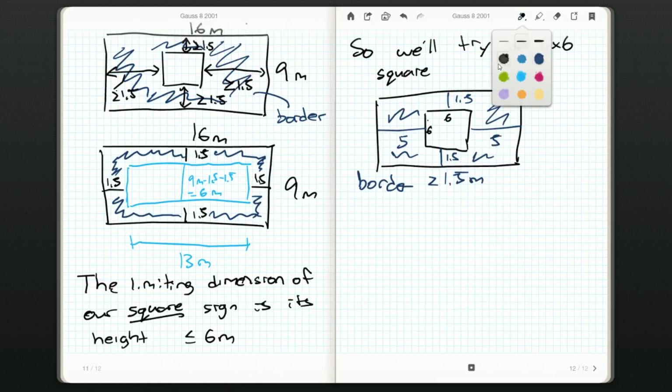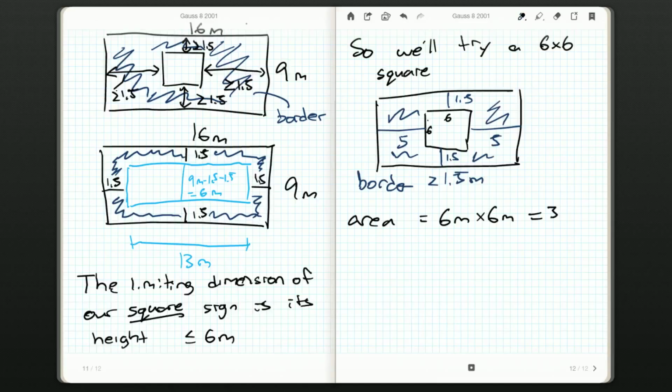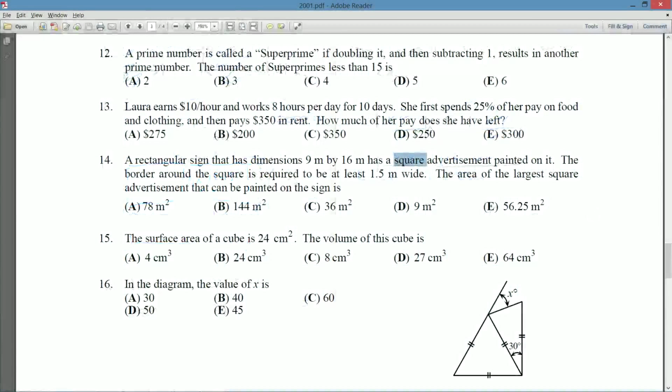So what's the area of a 6 by 6 square? Because remember we were asked for the area. Well, if it's a 6 by 6 square, 6 times 6. So 36 meters squared, and that's going to be our final answer here. And that is C.